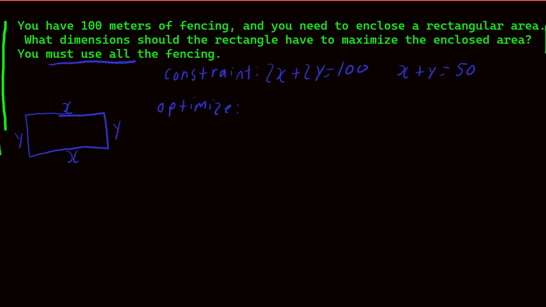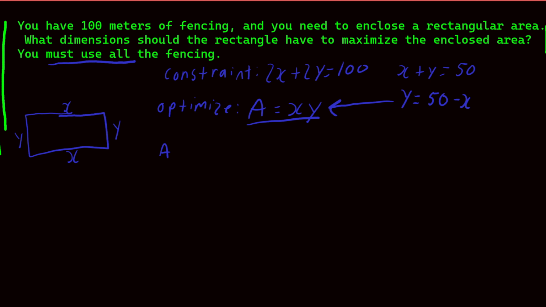It says we have to maximize the enclosed area. Okay, so the area of a rectangle is just xy, right? Length times width. Now, I can't take the derivative of this unless I put it into one single variable. So that's what I'm going to do. I'm going to take y equals 50 minus x. I'm just going to put that right in there.